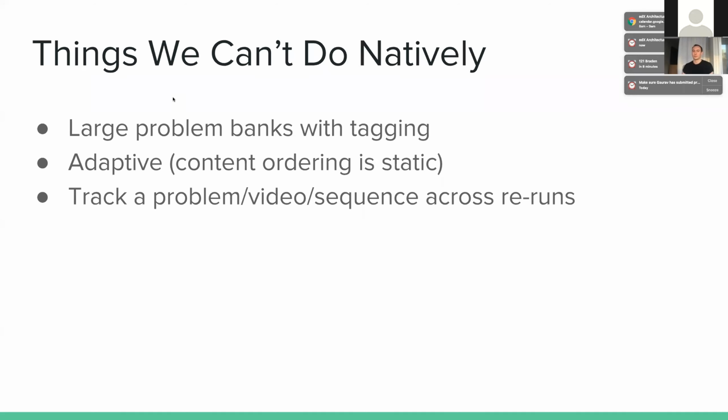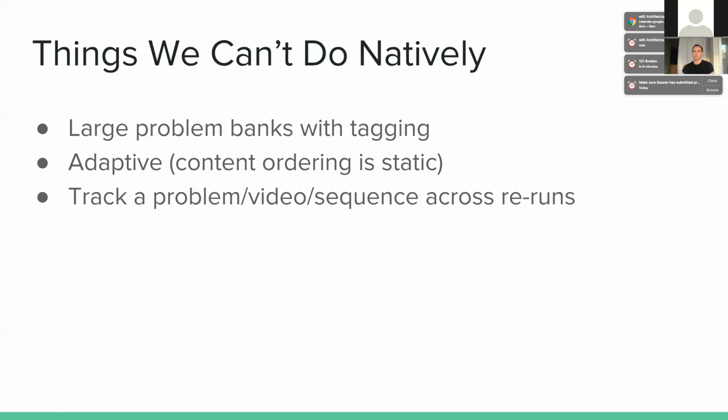Like, we can't do large problem banks with tagging. If we had 1,000 problems in a problem bank, which is a totally valid use case. There exist problem banks with thousands of problems in them. But we can't bring them over in a straightforward fashion, because if you ever used one for a randomized problem, it would have to inject 1,000 problems into your sequence, and that would just kill your performance. I mean, even the people who already use problem banks as they exist today do suffer performance issues when they start to use them very aggressively in their courses.